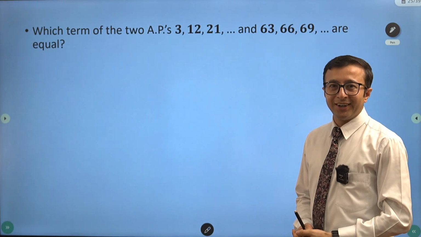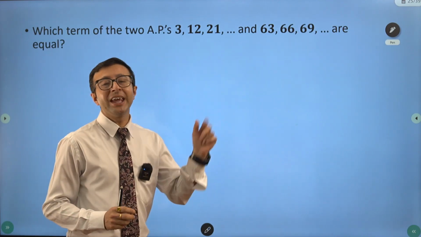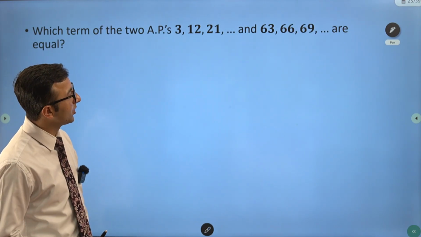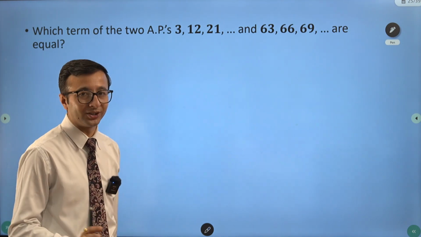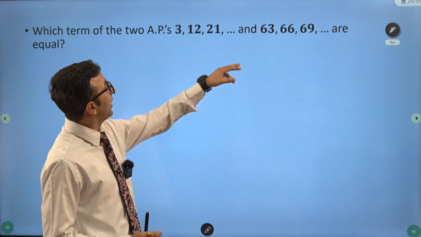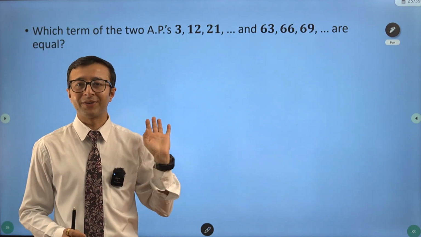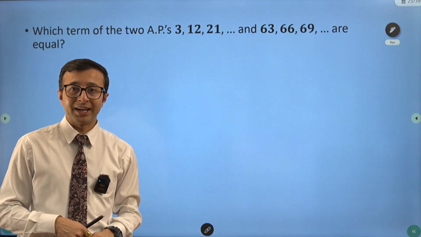So you can see a question here on the board, which says: which term of two APs are same? The first AP is 3, 12, 21, ... and the second AP is 63, 66, 69, ... These two APs are different; their first terms are different and their common differences are also different. So which term of these two APs is the same?